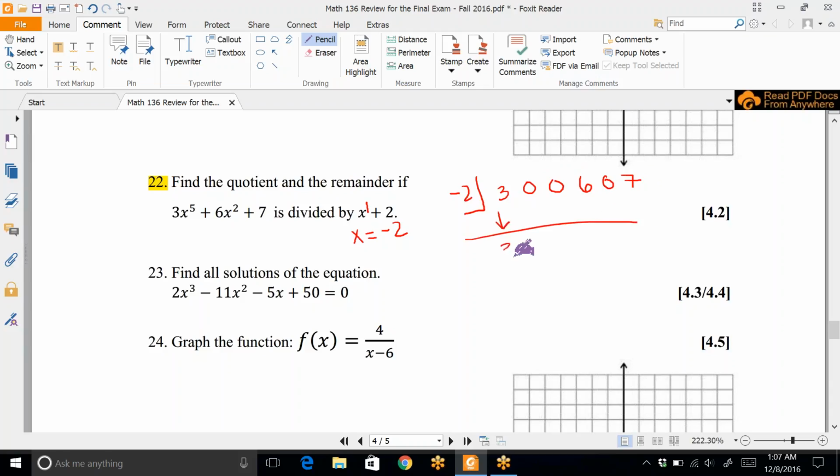In synthetic division, you pull the first number down, and then you multiply. So this is negative 6. You add. You multiply. That would be positive 12. You add. You multiply.